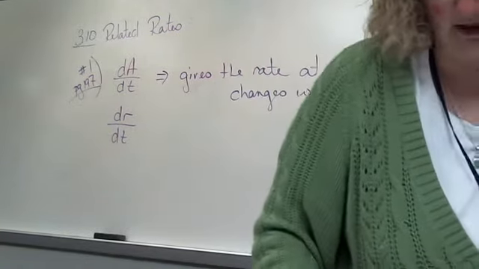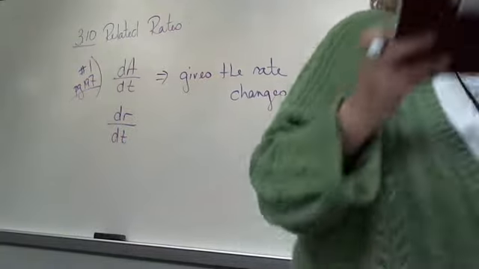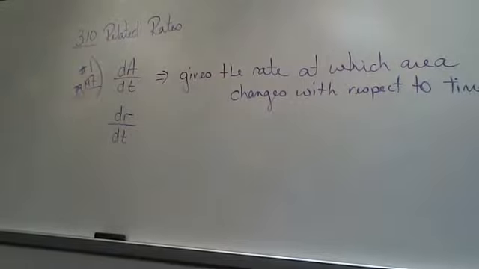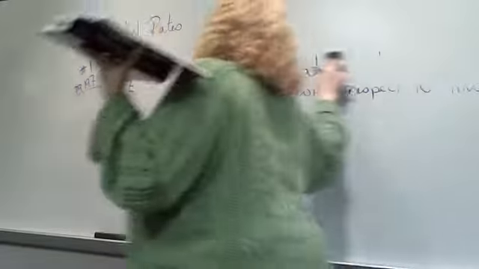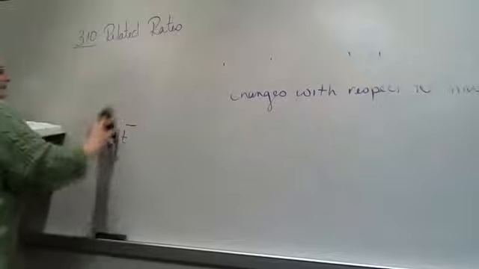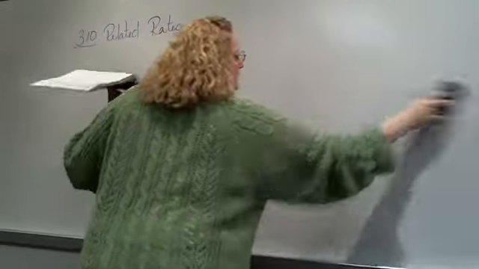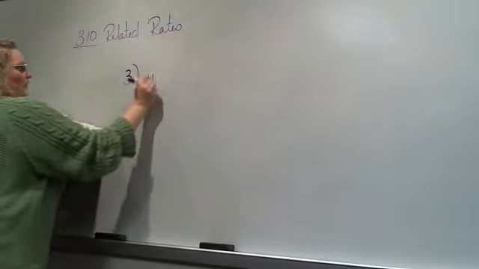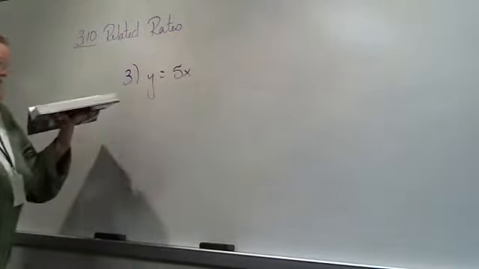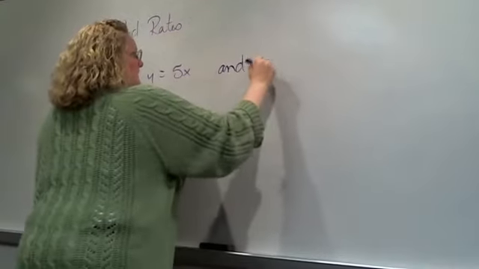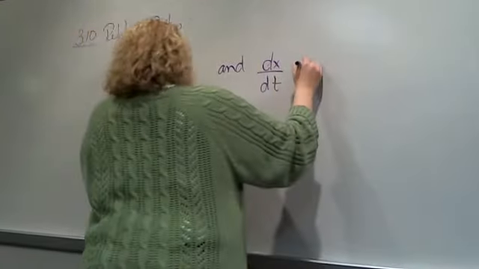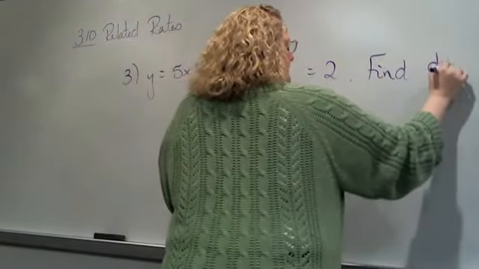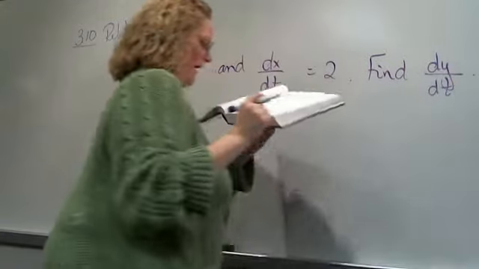Number 3, I think. We'll start off with this one. There is no formula to this. This is just kind of getting us started on how these work. Assume that y is 5x and dx/dt is 2. Find dy/dt.